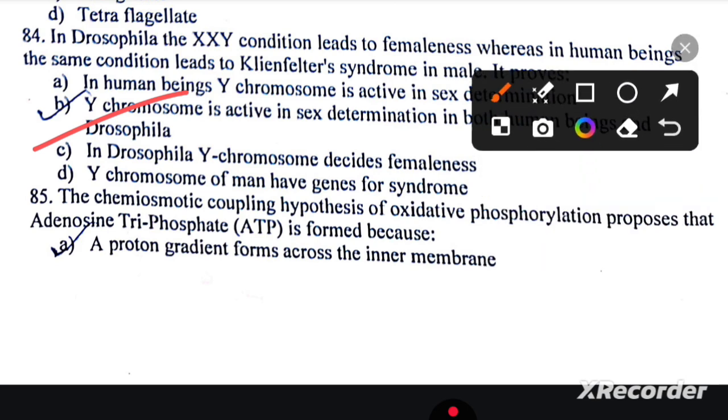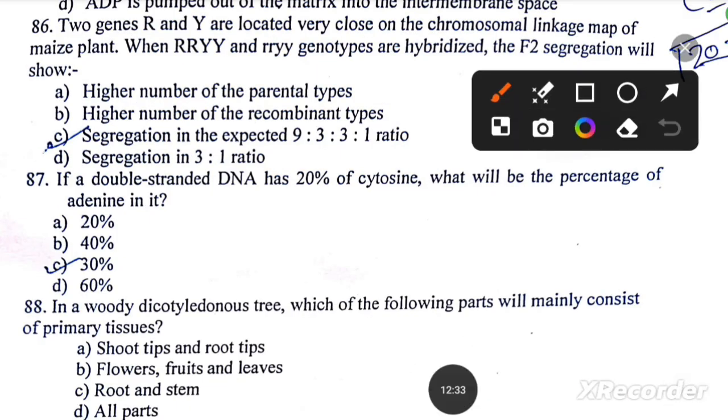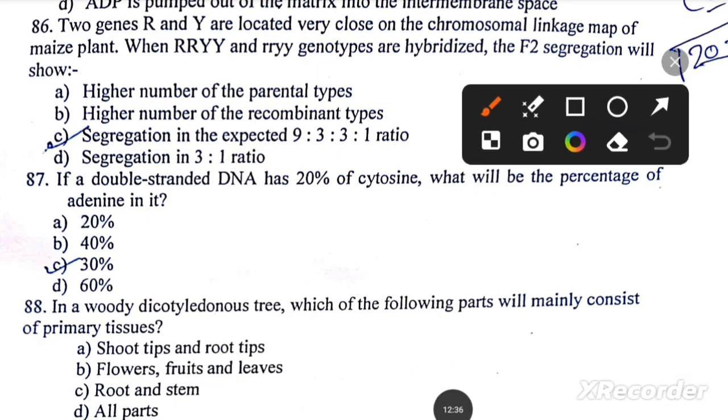Next question, question number 85. The chemiosmotic coupling hypothesis of oxidative phosphorylation proposed that ATP is formed due to a proton gradient forms across the inner membrane. Question number 86. Two genes R and Y are located very close on the chromosomal linkage map of maize plant. When RRYY and small rryy genotypes are hybridized, the F2 segregation will show higher number of parental types.